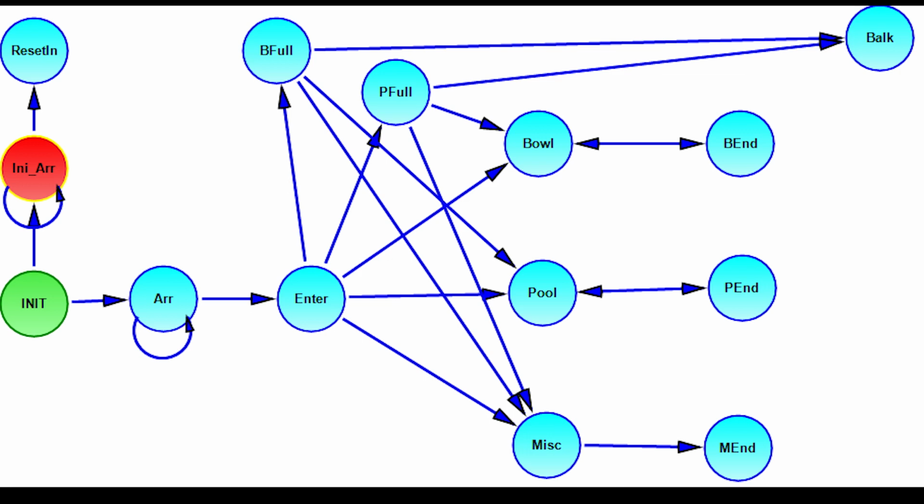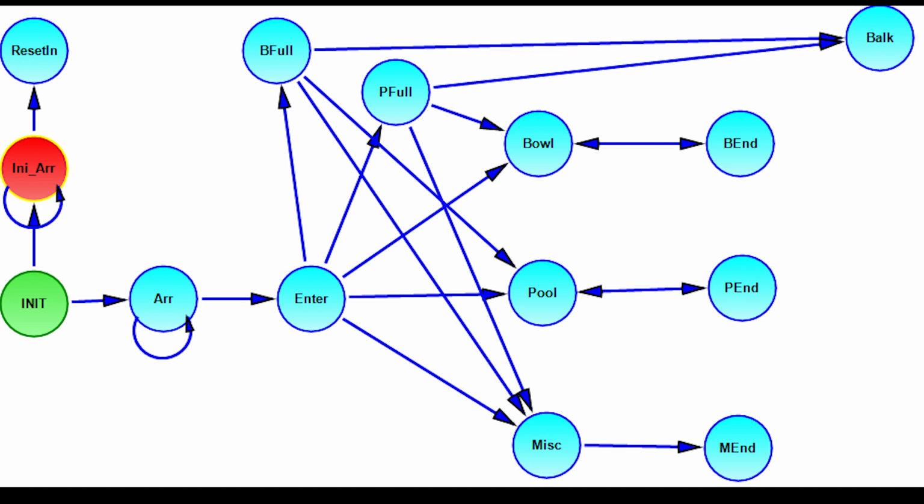The different events are: when they enter the system, they are either sent to bowl, pool, or miscellaneous, depending on a random number that would assign the probabilities based on their preferences. This means that bowling would be assigned with a 70% probability, pool with 25%, and miscellaneous with 5%. Once they finish these activities, the end service for them, which is B end, P end, and M end, reschedules these activities as long as there are people in the queue.